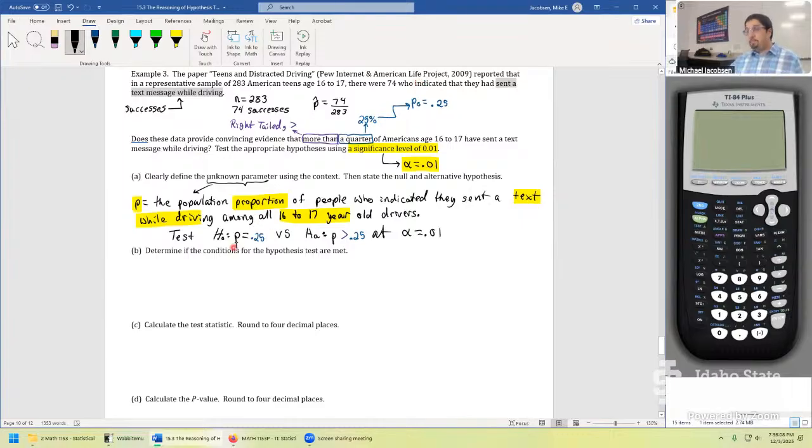So that's why we formed the hypothesis. The null is that no, it's not more than a quarter. There's nothing different from a quarter. It's about 0.25. But the alternative hypothesis is testing directly. Yes, it is more than a quarter. P is greater than 0.25.